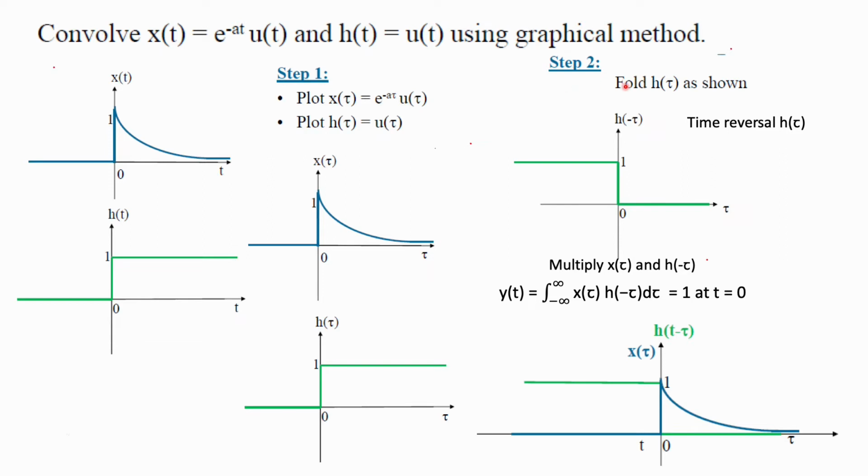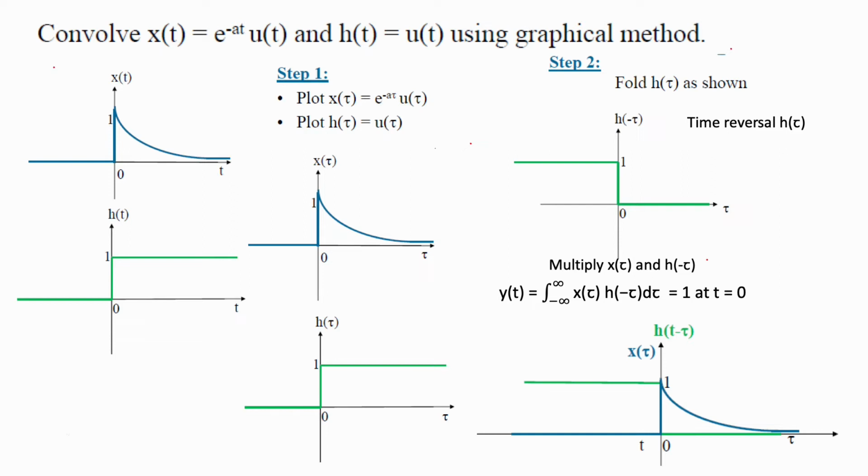The second step, fold h of tau as shown. Folding is nothing but time reversal operation. So you take h of tau. Already I told you time reversal is nothing but about the origin it is mirror reflection. So you will get the reflection signal or time reversal. Now you multiply x of tau and h of minus tau. So the x of tau is here, h of minus tau is here. Multiply these two, we will get this answer.